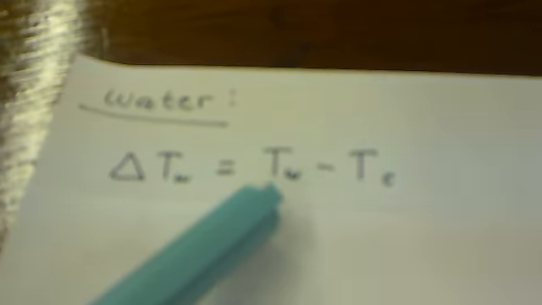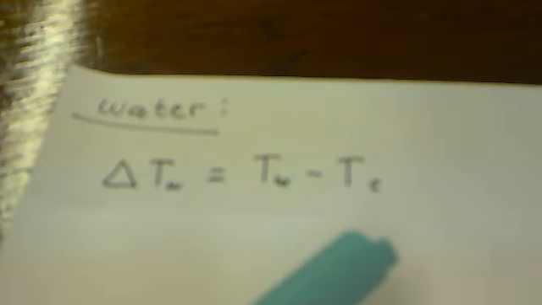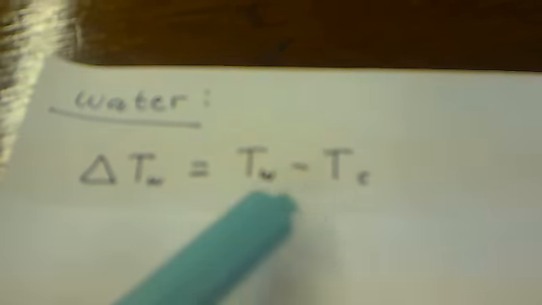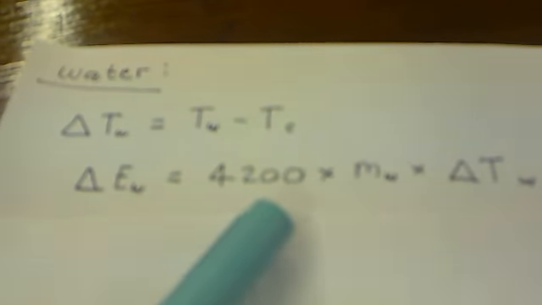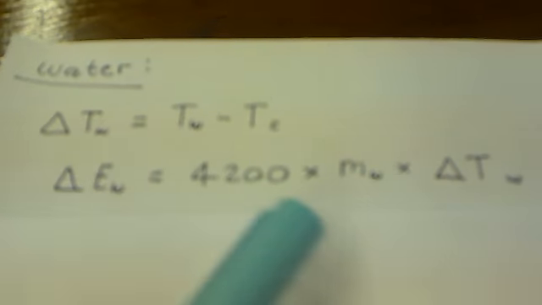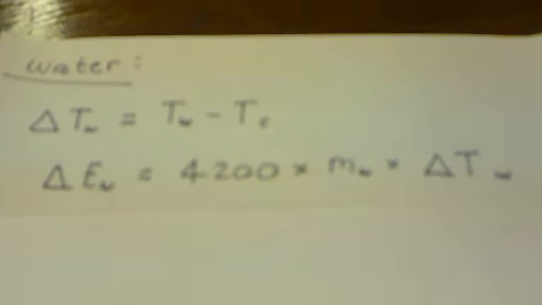So for the water, the change in temperature is going to be final temperature minus initial temperature, TW minus TC, T warm minus T cold, and we can find the change in temperature of the water. And the change in energy of the water is going to be the specific heat of water, which is about 4200, times the mass of water times the change in temperature of the water.